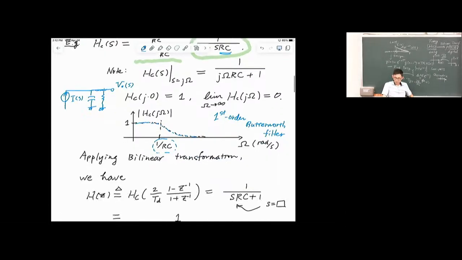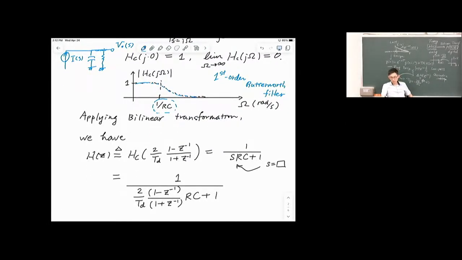So let's take a break of 10 minutes, and when we come back, we will examine what happens when we apply the bilinear transformation to migrate from analog to digital. Okay, let's take a break.